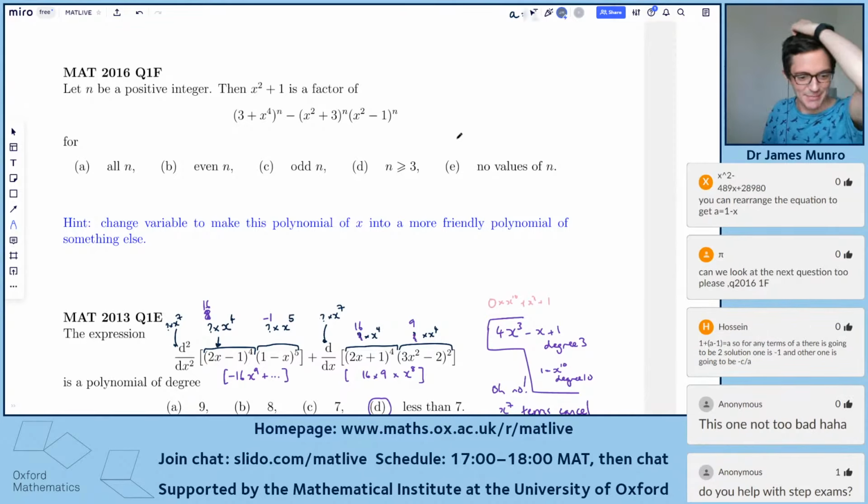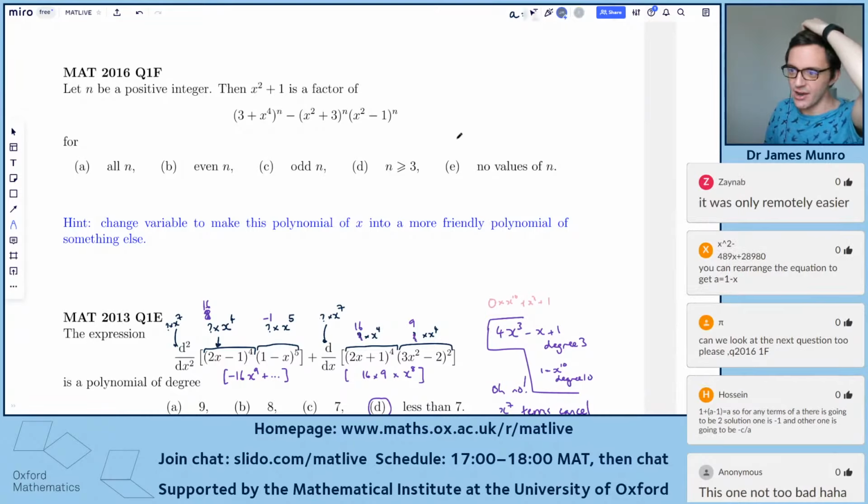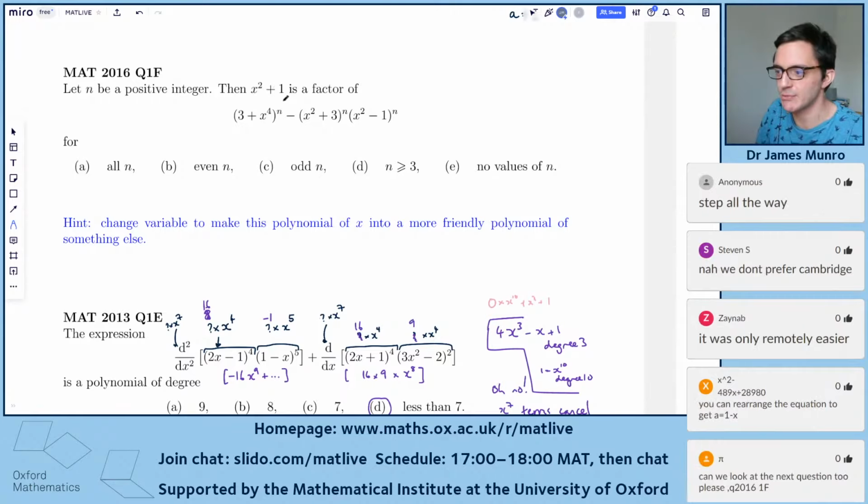Only a bit easy. People want to do 2016. Can see one person who wants to do 16. Yeah, okay. So it's talking about when x squared plus 1 is a factor of this mess. Is it for all values of n? Just the even ones, just the odd ones? When n is sufficiently big? Or never? X squared plus 1 might never be a factor of this expression. We are accelerating.